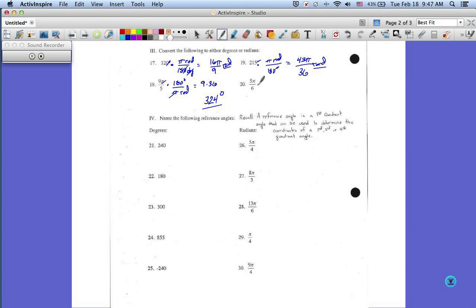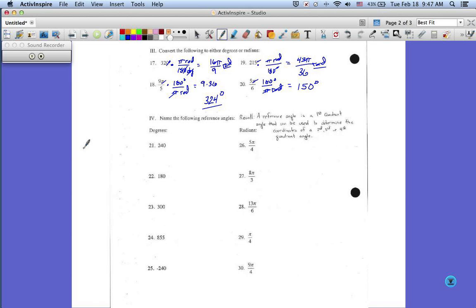5 pi over 6. Well, this one's an easy one. Pi, remember, is 180, but let's write it out factor label form. We have degrees over radians. Pi crosses out. Of course, the radians are crossing out. 180 over 6 is 30, and 30 times 5 is 150 degrees. There are our conversions. Reference angles.